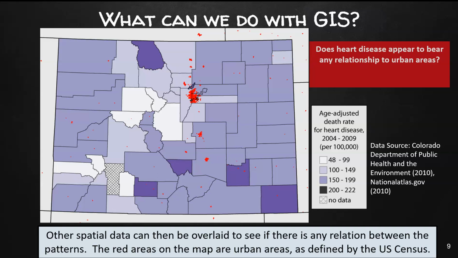Here we could take the same data and look at whether heart disease appears to bear any relationship to urban areas. So we can see the urban areas in red and heart disease death rates. We can look at that. Maybe there is, maybe there isn't. Doesn't seem to be, but it's another question that could be answered. Here, as we talked about earlier with GIS, are the different layers. One layer that we have here is the age-adjusted death rate for heart disease, and the other layer that we overlaid on top of this is urban areas. So we're putting layers on top of layers to answer questions.